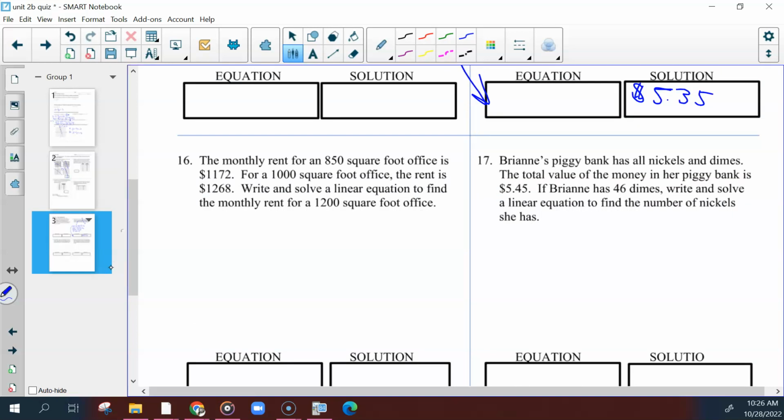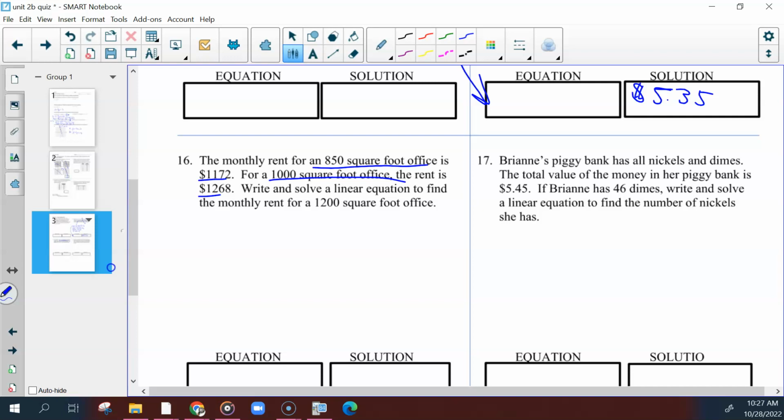So for 16, look at what's given. I don't see the word per, so we're definitely not given M. I don't see anything about a one-time fee or something that's only charged once, so we're not given B. And I see 4 sets of numbers.